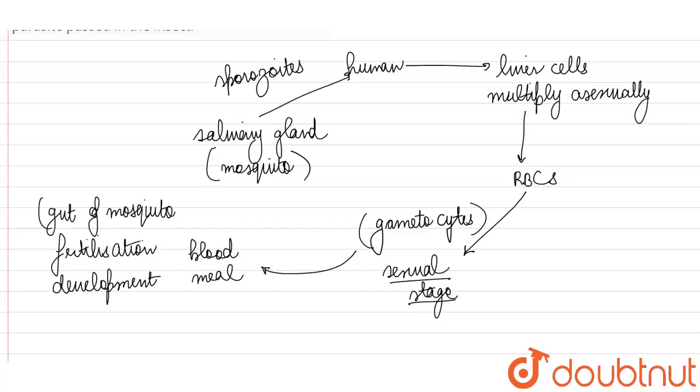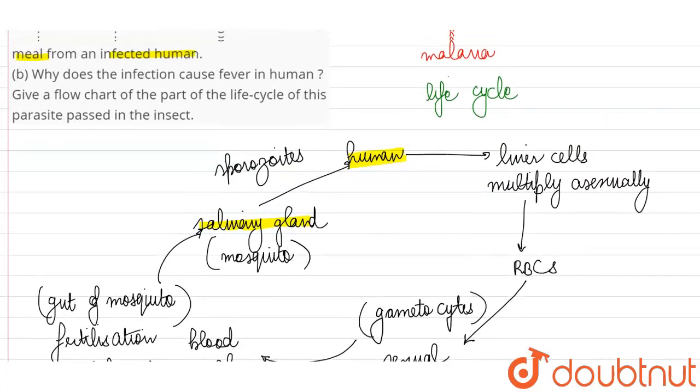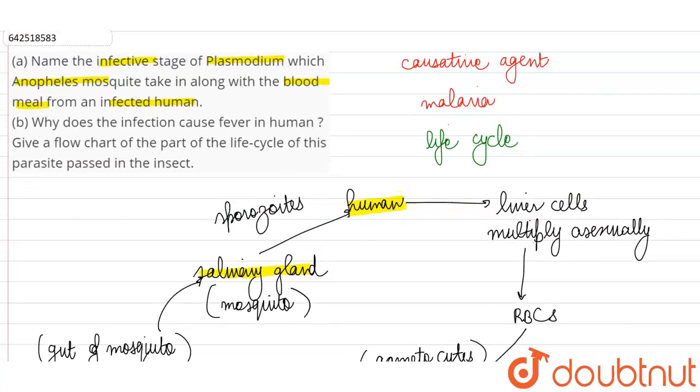Finally, when it is developed into sporozoites, this mosquito is again going to bite another human, and the sporozoites which have now migrated to the salivary gland of the mosquito will infect the healthy human beings that this mosquito is going to bite. So this is the life cycle, and we can see which stage the Plasmodium is being taken up by the Anopheles mosquito.